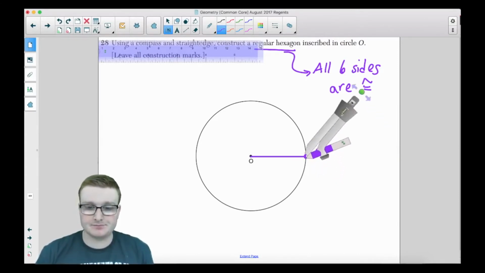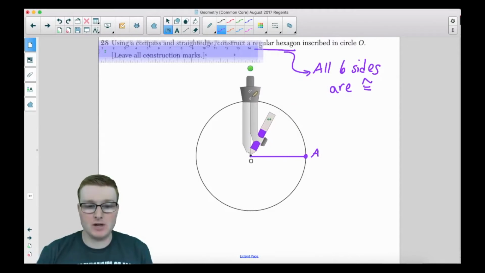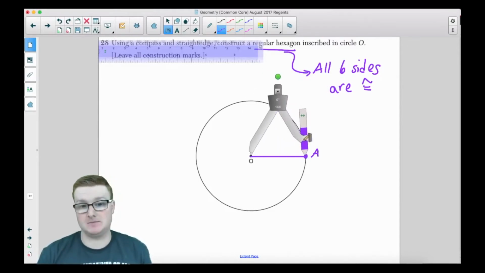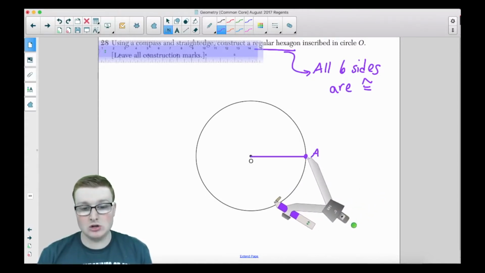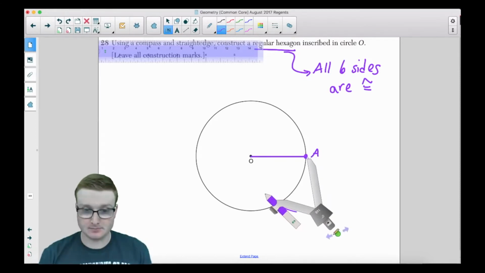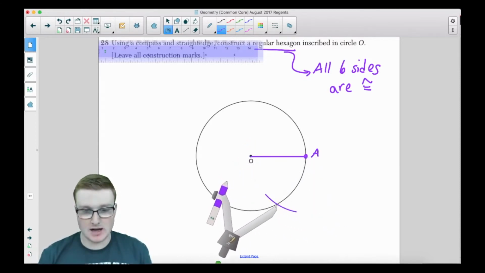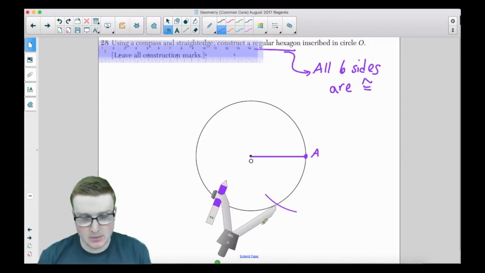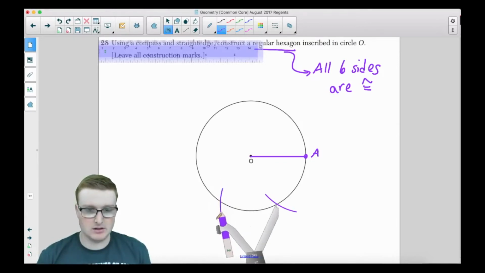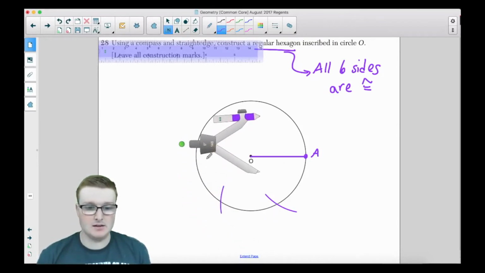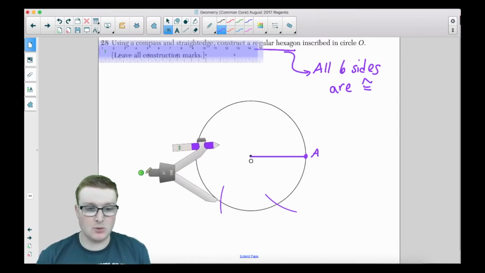So here we go. We're going to place our compass point on the center of the circle, which is O, and measure the length of the radius. We need that length. Now I'm going to place my compass point directly on A, and construct my first arc. Then place your compass point on the new intersection point, and repeat the process, like so. Do it again, and keep going until you reach back to point A.